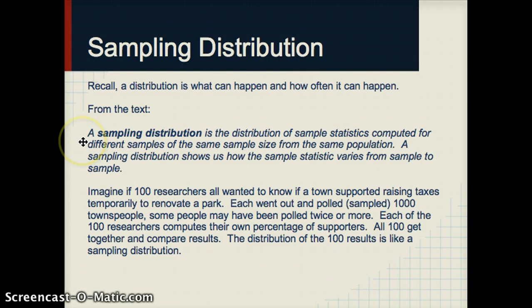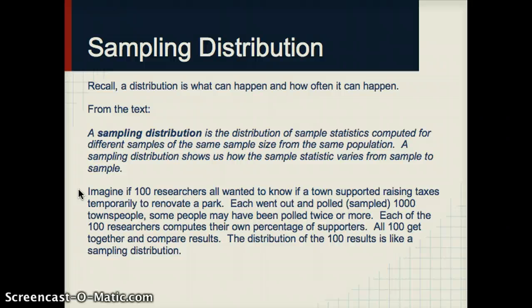Here's the definition. You can read that on your own. But I always think about it in this scenario. A sampling distribution is like this. Suppose you had 100 people, say 100 students, 100 researchers, or something like that, and you want to know if everybody in the town supports something, say, raising taxes to renovate a park. Some people might be okay with this, some people might not, and us 100 researchers want to know.